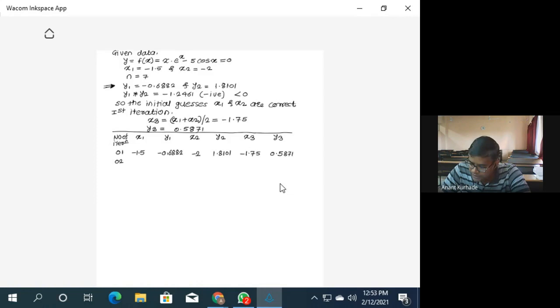While shifting, don't shift only y3. Along with y3, we have to take x3. So shift the whole set. We can say this is pair number 1, this one is pair number 2, and this one is pair number 3. So shift pair number 3 with pair number 1 or pair number 2? Pair number 2. Okay, why 2? Why not the first one? Tell me.